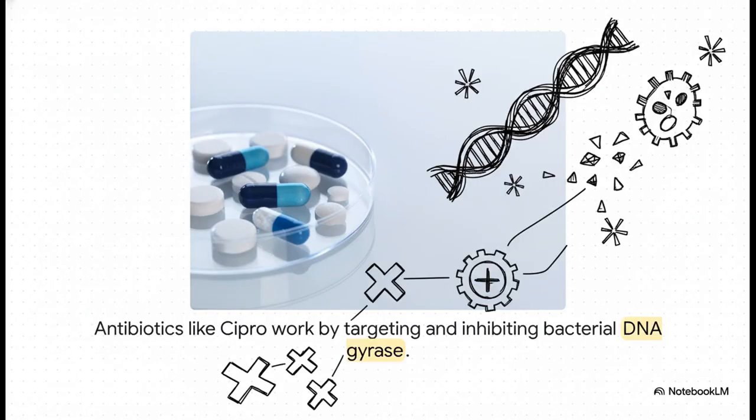And this isn't just some abstract concept. This has real-world life-or-death consequences. Because DNA gyrase is so essential for bacteria, it makes a fantastic target for antibiotics. Drugs like Cipro work by specifically blocking the bacterial DNA gyrase. This stops the cell from managing its DNA, the chromosome basically becomes a tangled mess, replication grinds to a halt, and the bacteria die. It's pretty genius, actually.